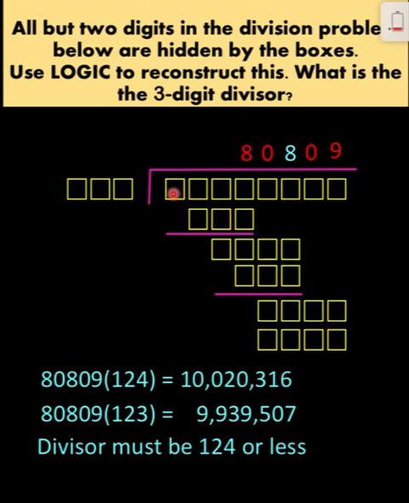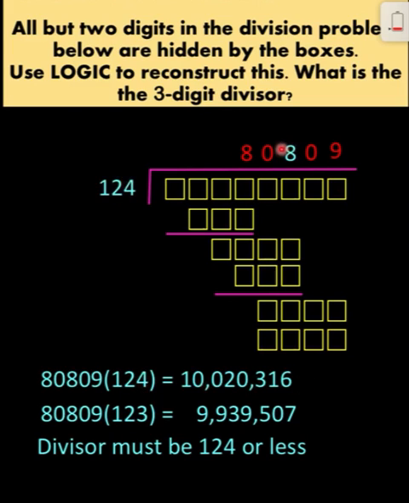So let's try 123. This quotient times 123 gives us a 7-digit number. But clearly, this number must be an 8-digit number. So we can now deduce that since the divisor must be 124 or less, and 123 or any number less than 123 resulted only in a 7-digit number, we now conclude the divisor is 124. This number here inside must be this 8-digit number.